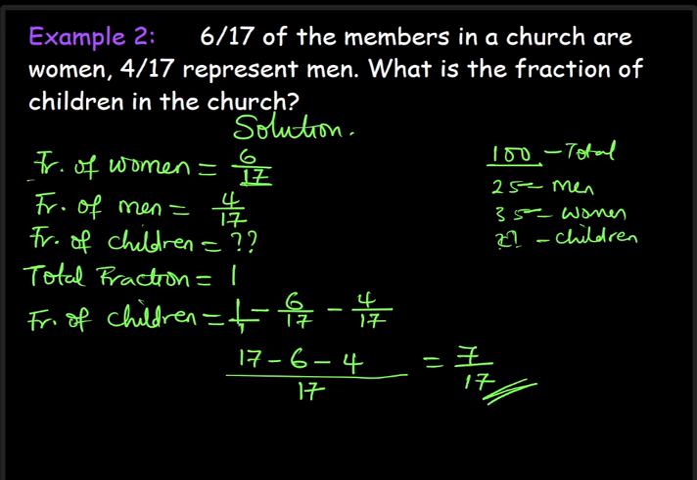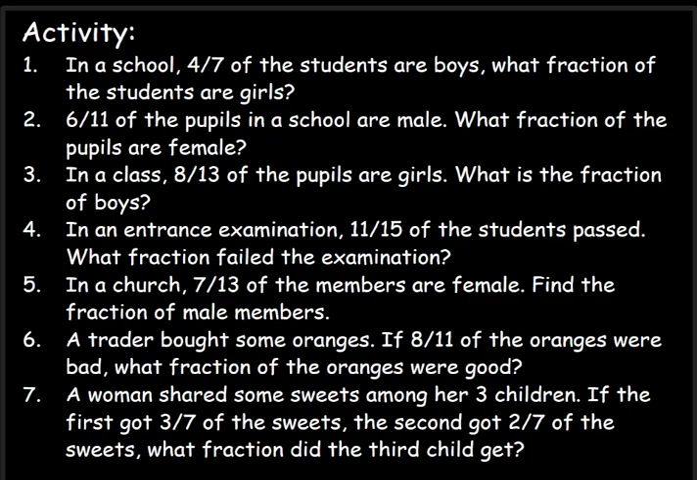Okay, so please carefully go through it. You have examples here. Follow the terms, use the terms you are seeing. Now, this one has boys and girls. Number two has male and female. Number three has boys and girls. Number four has students that passed and students that failed. And then number six has bad oranges and good oranges. And then number seven has to do with sweets shared to the first child, second child, and the third child. Please carefully follow the terms the way they are.